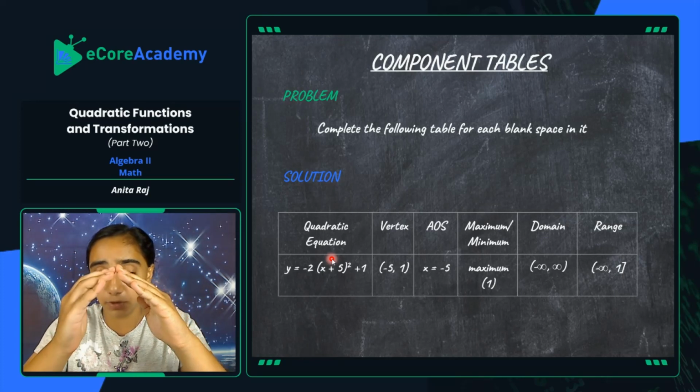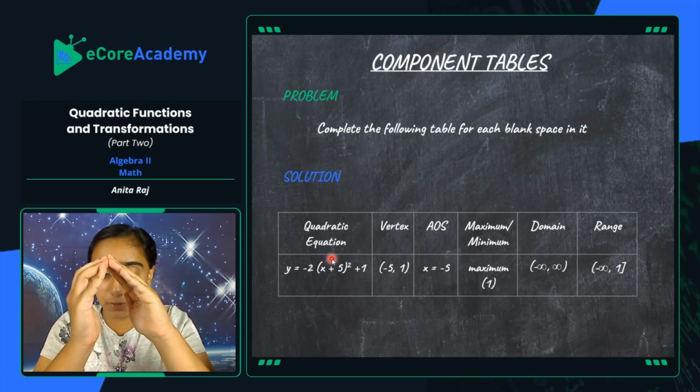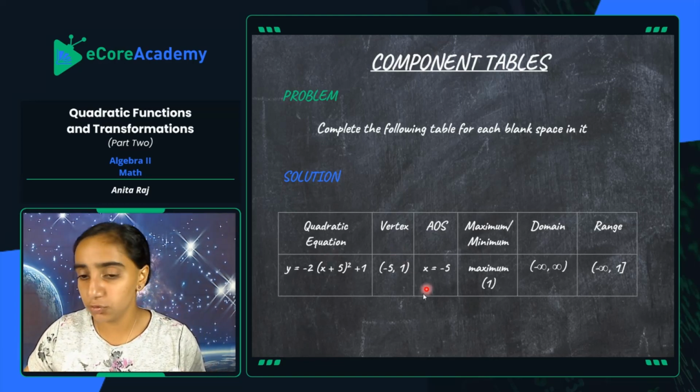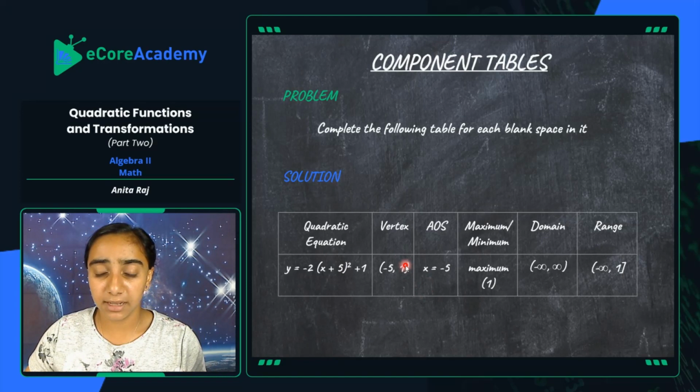It opens downward, meaning it has a maximum point. It's opening downward like this. So we're going to have a maximum point, and the maximum point is going to be our vertex. But when I'm asking you the value of the maximum point, remember, you have to give me the y value of the vertex, because the y-coordinate is the value of a function at a given point. So that would be 1.